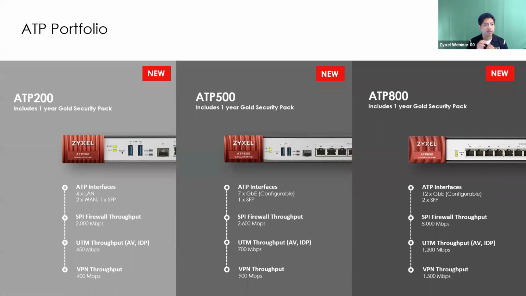So the portfolio consists of the ATP 200, the 500, and the 800. We actually launched as well an ATP 100 last month, I think, or 2 months ago. So even a lower scale model. So you look at the throughput. UTM throughput of the ATP 200 is 450 megabits per second. So that's full UTM, all of the scanning, all of the malware detection, and the sandboxing, and being able to do it at 450 megabits per second. So I can safely say 225 megabits or up to even 300, depending on the application.